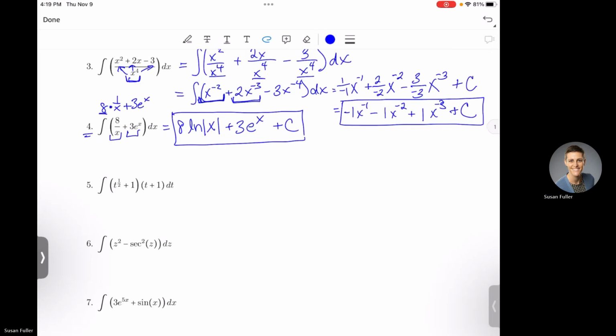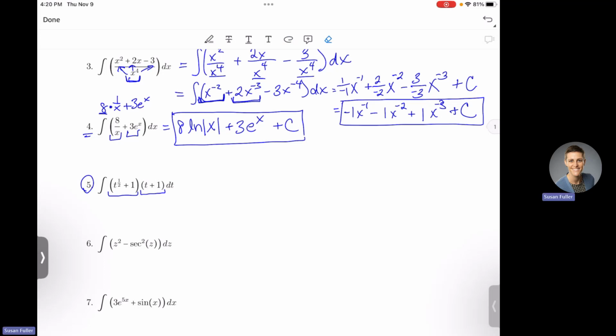Okay. Number 5. Let's see. If I want to take the antiderivative of t to the 1/2 plus 1 times t plus 1, I'm tempted to do the antiderivative of this piece times the antiderivative of this piece. But remember, antiderivatives are derivatives, but in reverse. So when we do derivatives, do we just take the derivative of the first thing times the derivative of the second thing? Is that how we do a derivative?